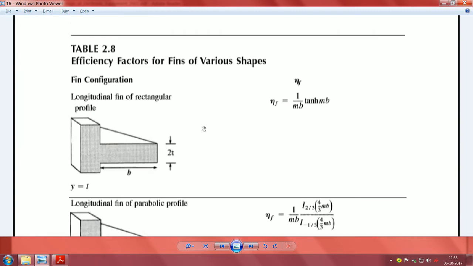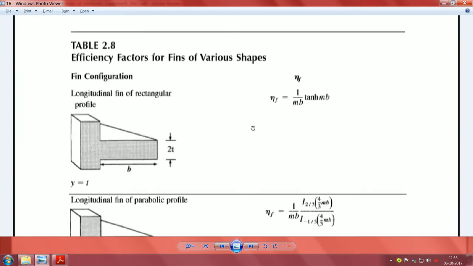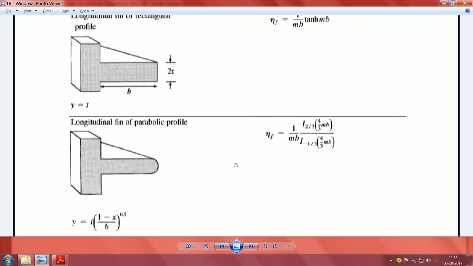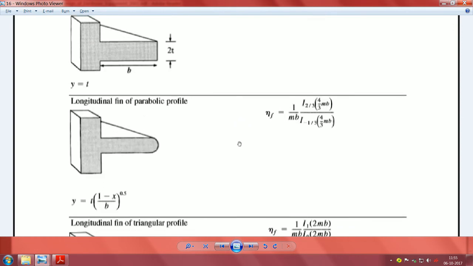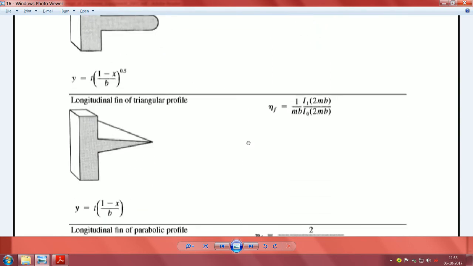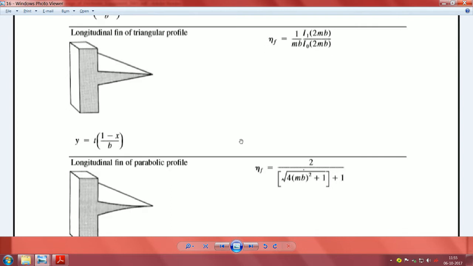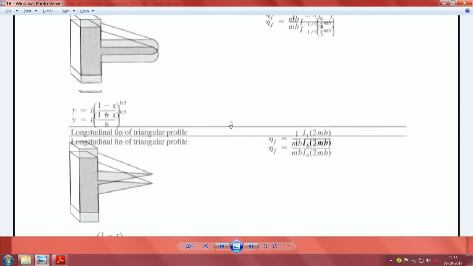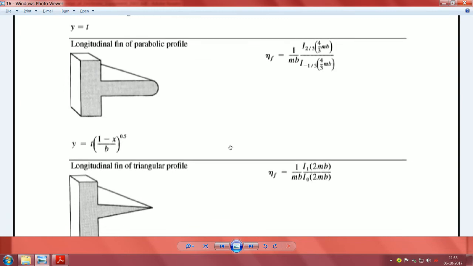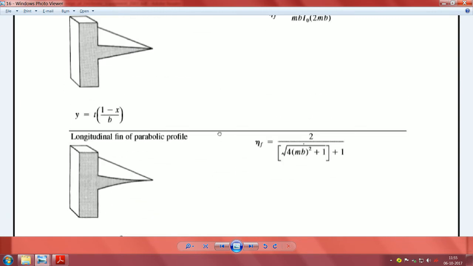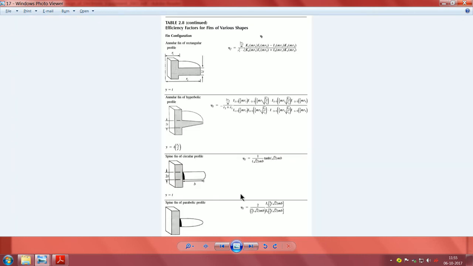So, a lot of devices have a simple rectangular profile, and I think this is a picture, no, this is a parabola. We are expected to consider this as a parabola, and then triangular profile, and longitudinal fin of parabolic profile. So, a lot of these relations have been made here.